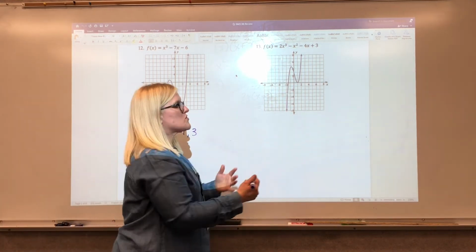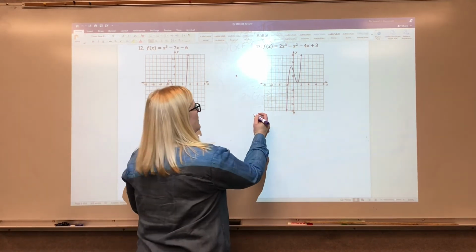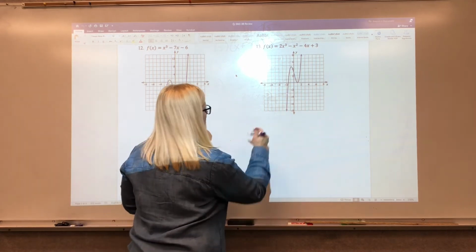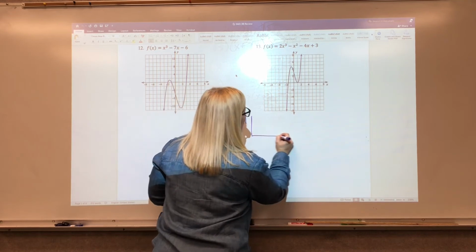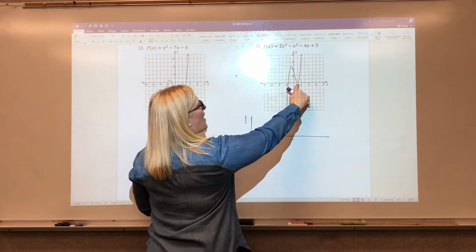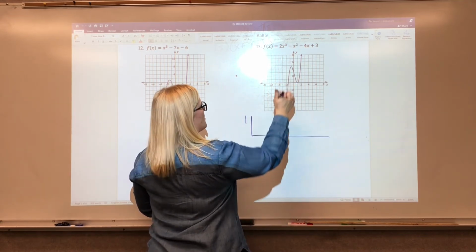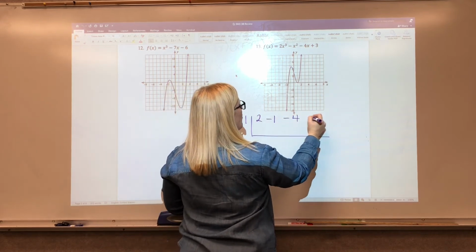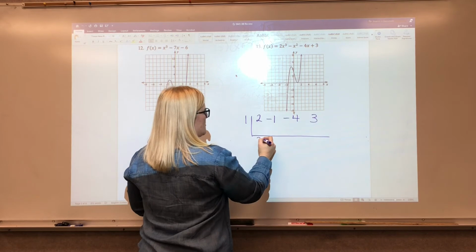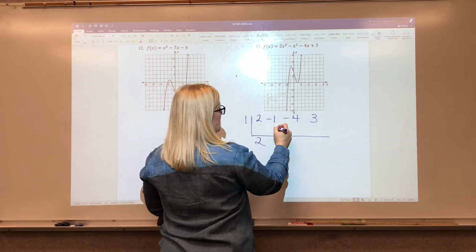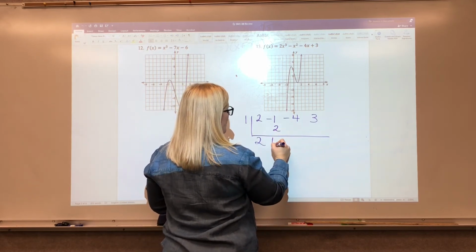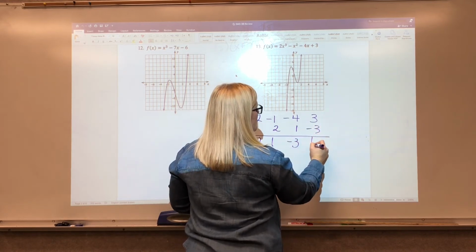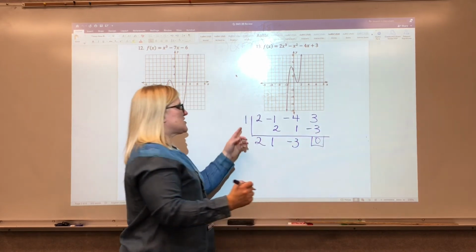Okay, so I'm going to use synthetic division. I'm going to divide by 1 because I know that that's one of the roots. So I have 2, -1, -4, and 3. So this comes down, that's 2. 1 times 2 is 2. This is a 1, 1, -3, -3. So this is a 0. So that's one of my roots.